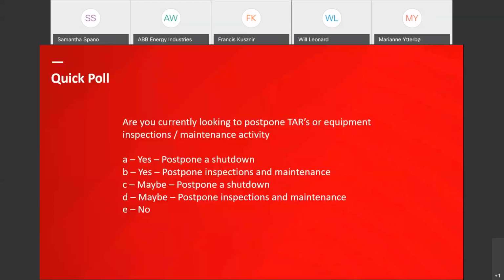I want to find out from attendees here today, how many of you are changing your plans for turnarounds, inspections, maintenance activities? So if we can launch the poll. Are you currently postponing TARs or equipment inspections? You can answer yes, postpone the shutdown, yes, postpone inspections and maintenance, maybe postpone the shutdown, or maybe postpone inspections and maintenance, or doing business as usual for you.